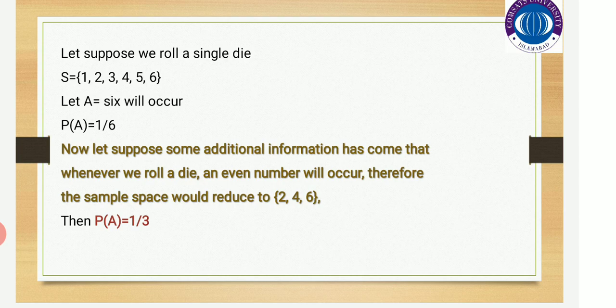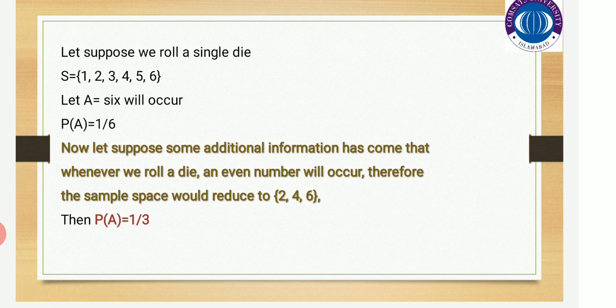As we know, the probability of an event is defined as number of favorable outcomes divided by total number of outcomes. So, if we go through this reduced sample space, the new probability of the described event, that is probability of A, will be 1 by 3. So it has increased the chances of occurrence of an event as additional information came to us.